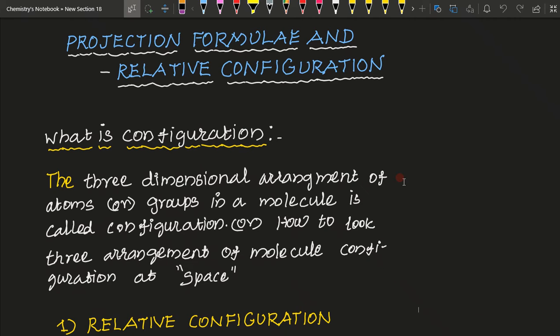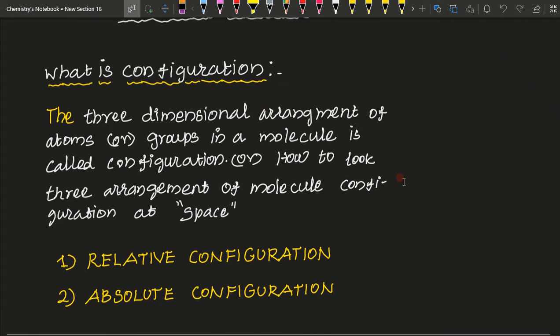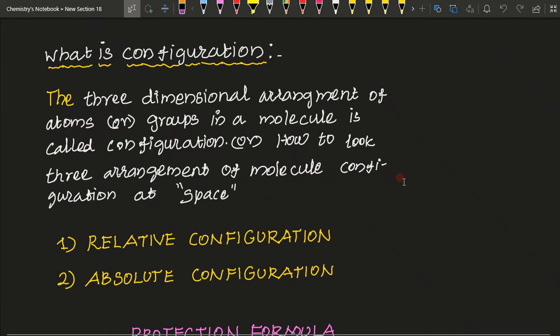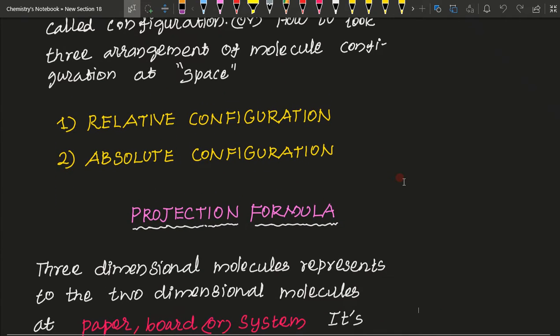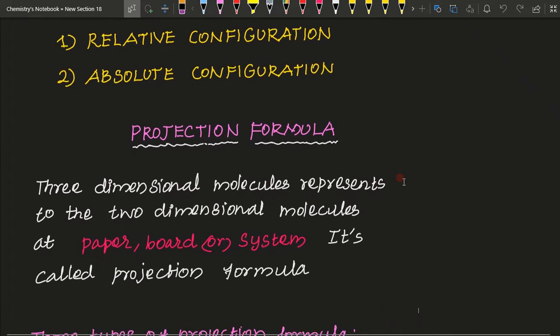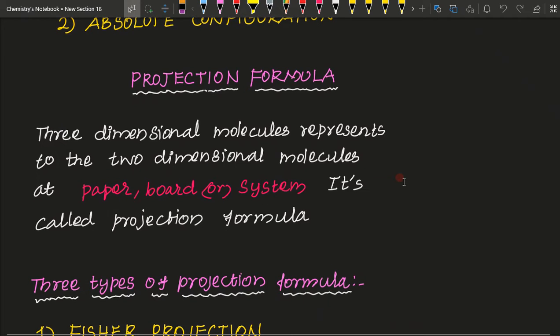Or how we look at the three-dimensional arrangement of a molecule in space. First one is relative configuration, second one is absolute configuration. Projection formula. What is the projection? It means the three-dimensional molecule is represented as a two-dimensional molecule on paper, board or system. It is called projection.